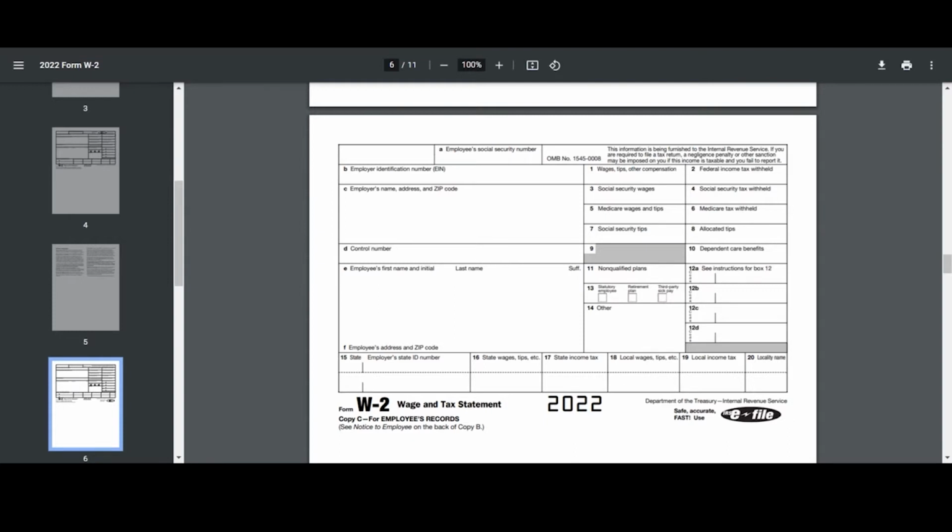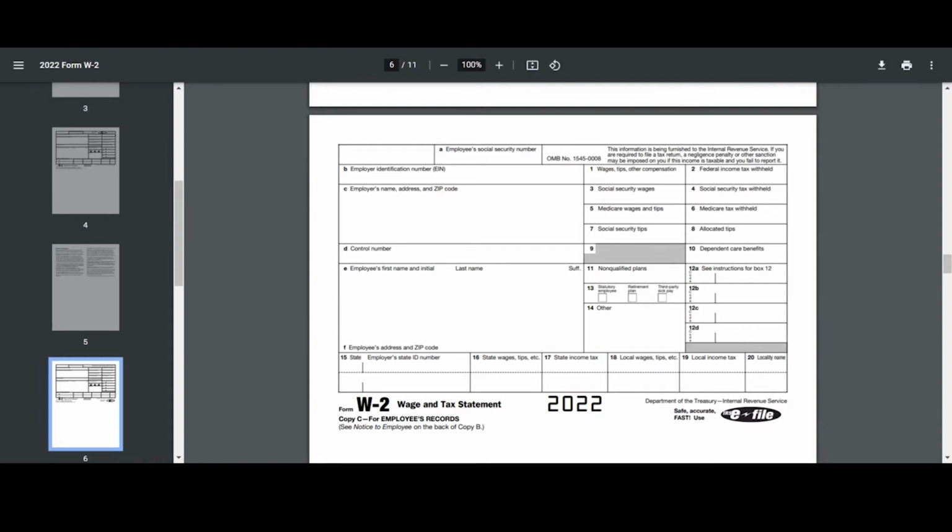2 is going to show you the amount of federal income tax withheld, meaning over all of those paychecks, how much was given back to the federal government. 3, Social Security wages. And the thing is, 1, 3, and 5 generally are going to be the same. Unless you have some specific reason why Social Security or Medicare wages wouldn't be taken out of your full paycheck, these 3 boxes should still be the same for you.